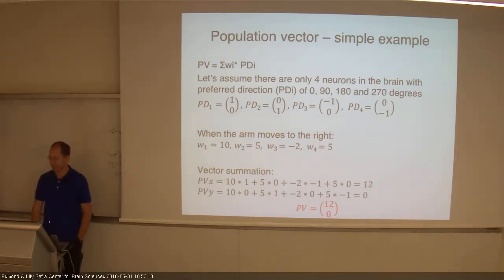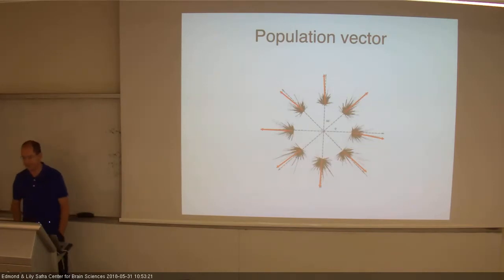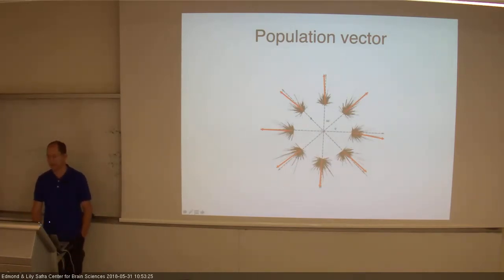But first, what Georgopoulos showed is that it really captures his data, the direction of the movement of the monkey. So here you can see an example for that. These are movements in 8 different directions. Each line here is one neuron. The length of the line is proportional to the firing rate of the neuron, of each black line. The direction is aligned based on the preferred direction.